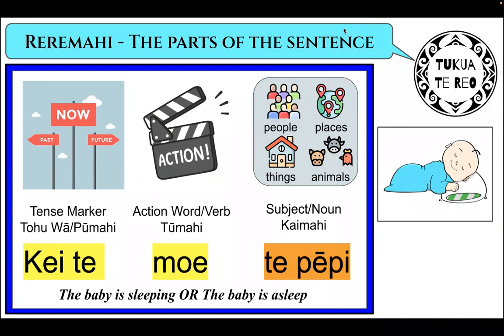You'll notice the use of the word te to show that there is one baby. The word te translates into English as the. This is known as a definite article.